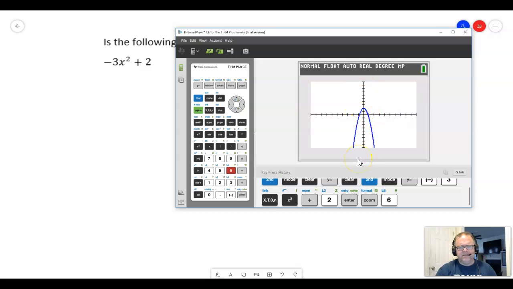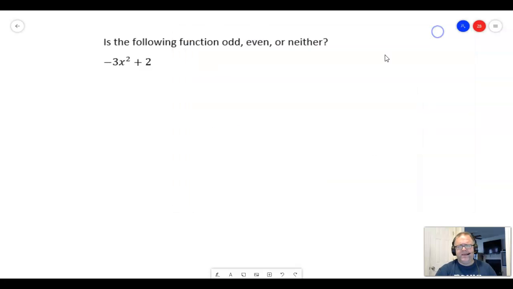So indeed, this does look like an even function, because it looks like if we took one side of this y-axis and reflected it over, we'd get the other side. That's what I'm going into this problem assuming, although now I need to prove it mathematically. And the way we do that is as follows. We take a look at f of negative x.